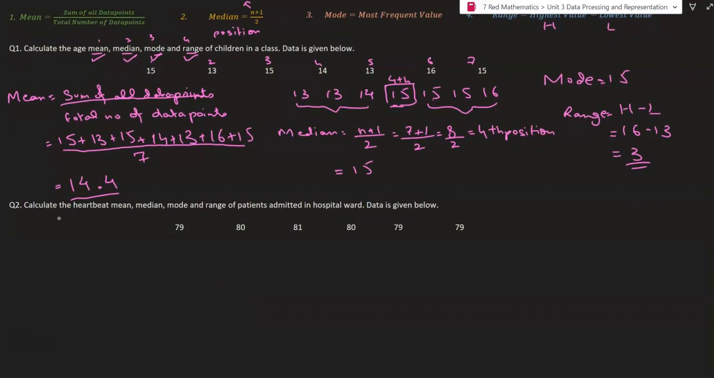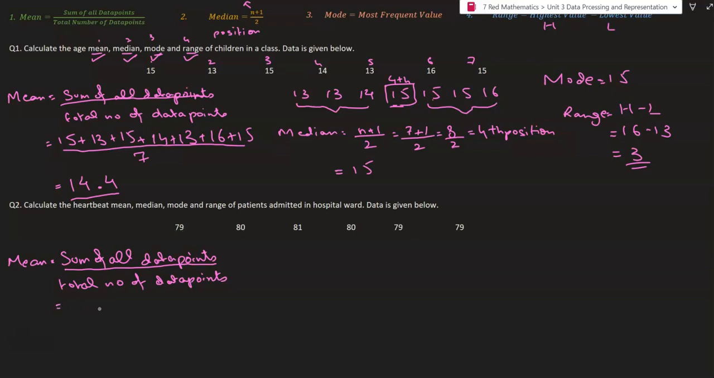It says calculate the heartbeat mean, median, mode, and range of patients admitted in a hospital ward that is given below. So from here, I know I have to use mean. So I write mean equals sum of all data points divided by total number of data points. Write the formula first and then write the value.